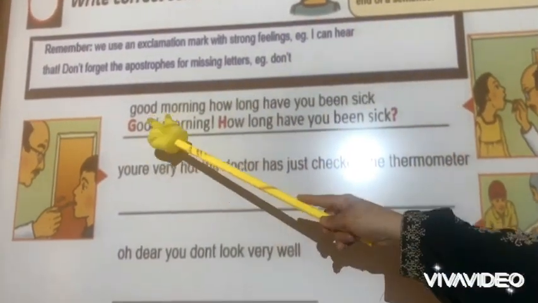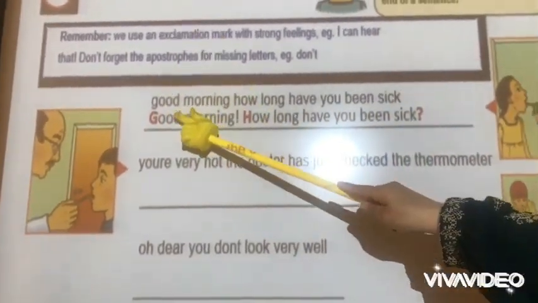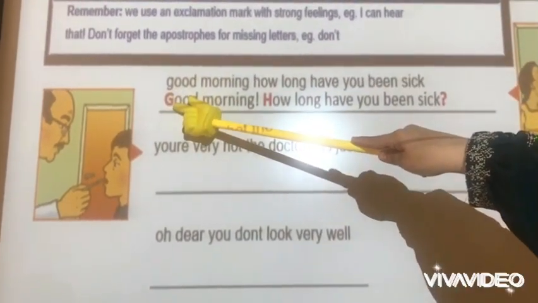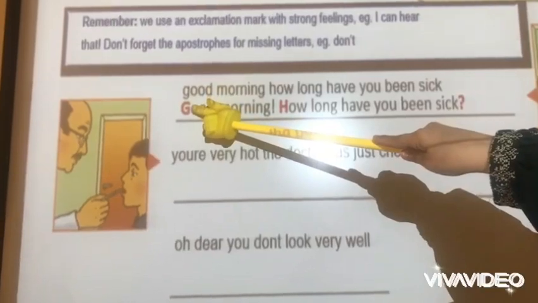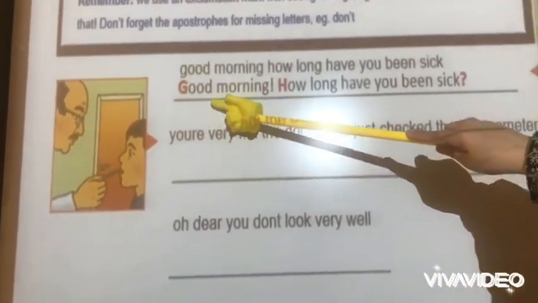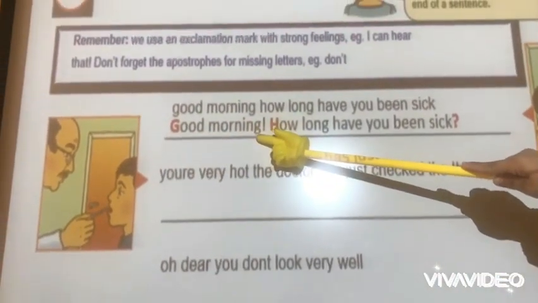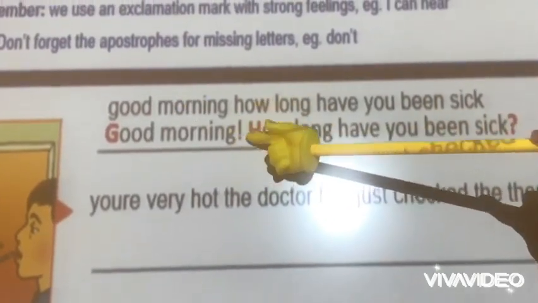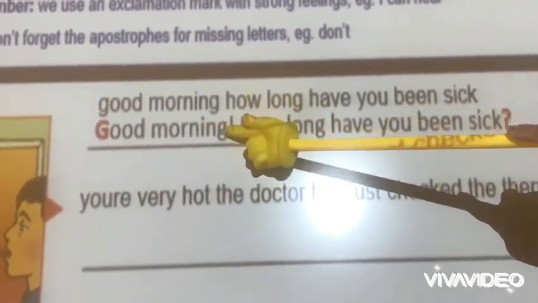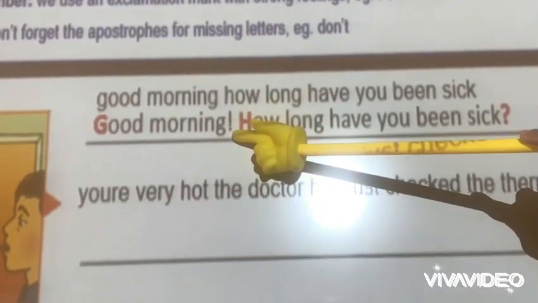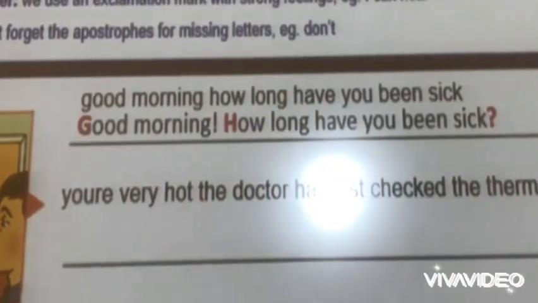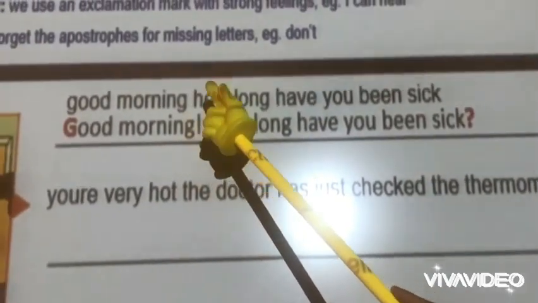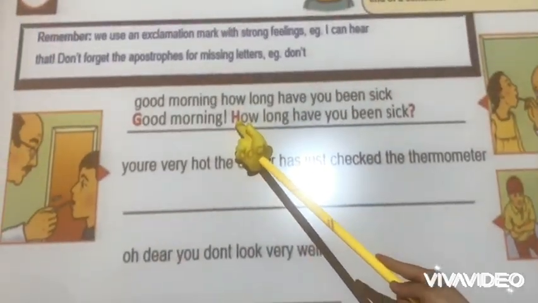Now, let's write it correctly. This is an example. I will write it with you. When you start, you must start with a capital. So G must be capital. When you say to someone good morning, you show him your feeling. So what will you use? Correct, exclamation mark. After the exclamation mark, we must start with a capital. How? H is small, we change it to capital.